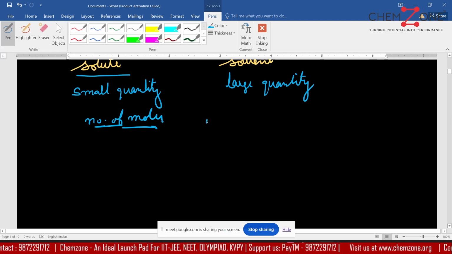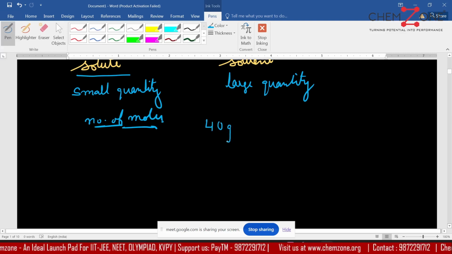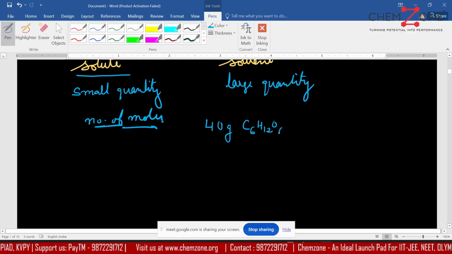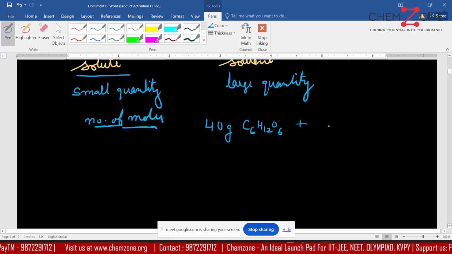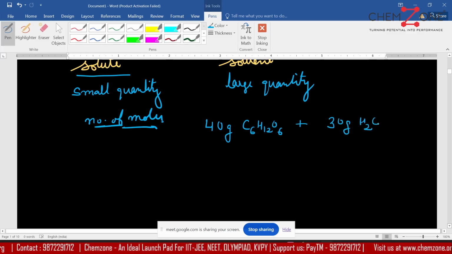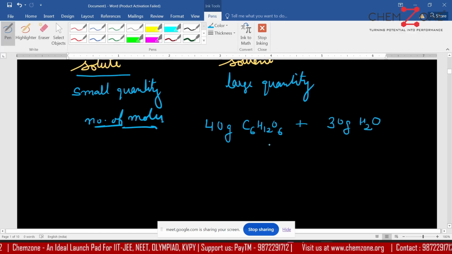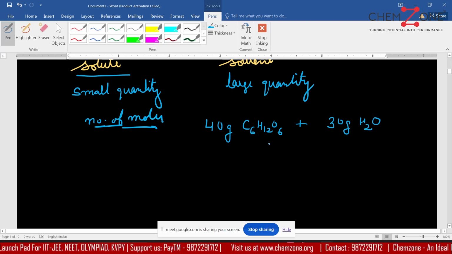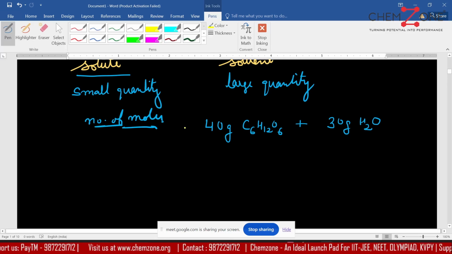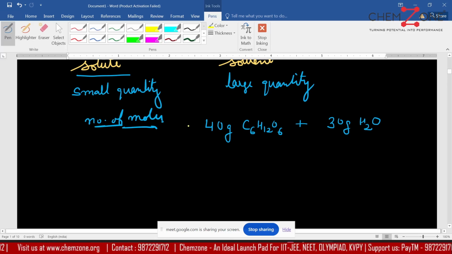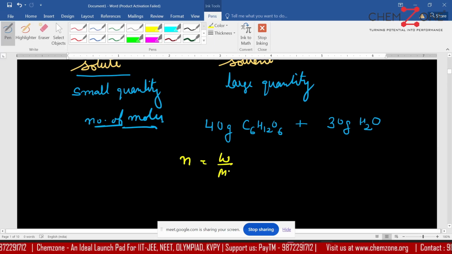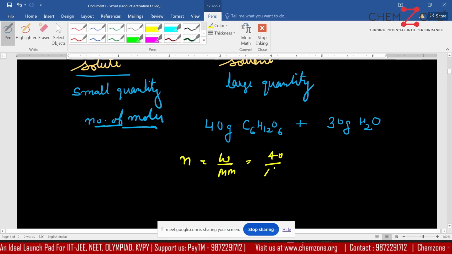For example, if I'm adding 40 grams of glucose, C6H12O6, to 30 grams of water, by weight you will find that sugar is more. But actually, which is the solvent and which is the solute, for that you have to calculate the number of moles. Number of moles means weight upon molar mass, so 40 upon 180.